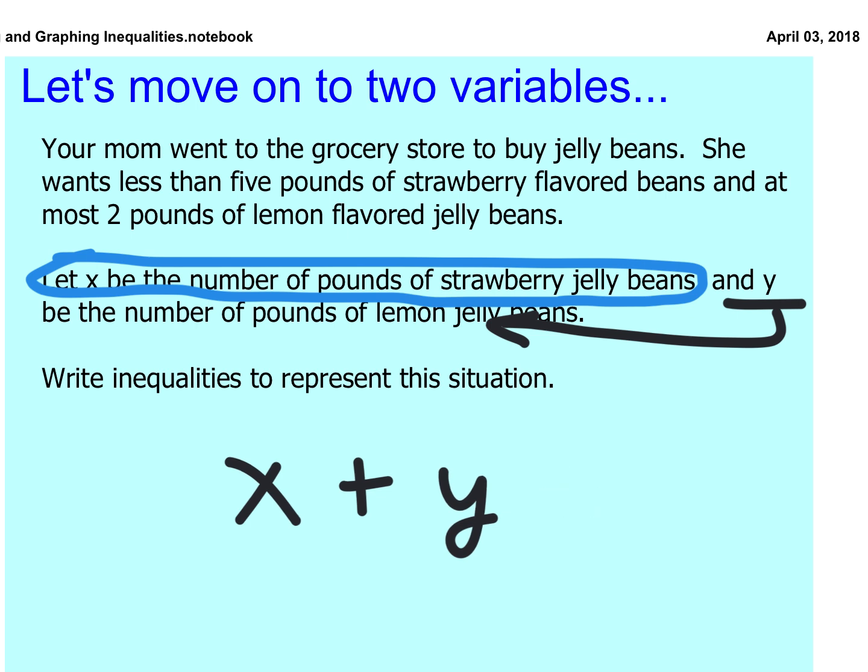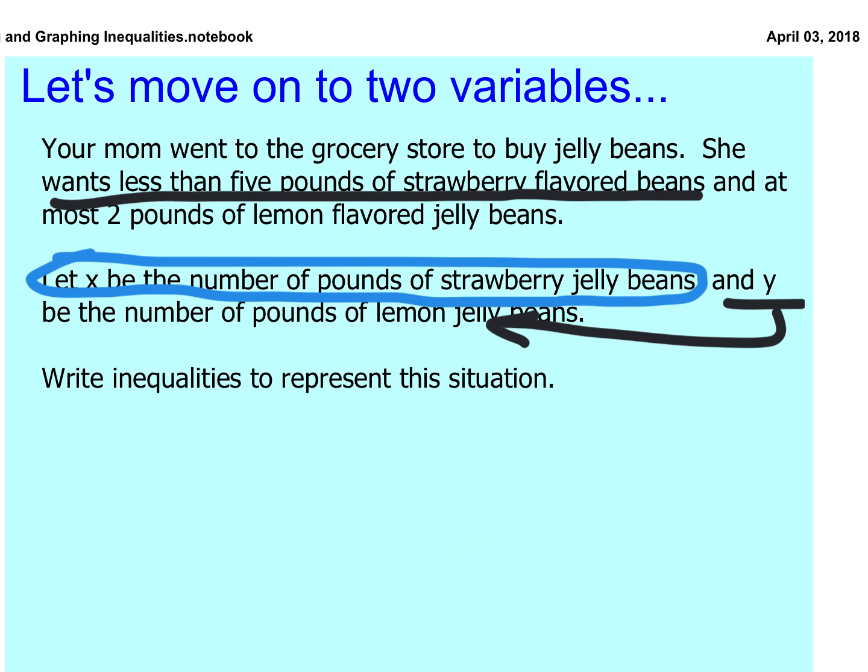Your mom went to the grocery store to buy jelly beans. She wants less than 5 pounds of strawberry. Ooh, that's just involving one of the variables. Which one is it? Which one's strawberry? X. And she wants you to get less than 5 pounds. X is less than 5. That's pretty easy.